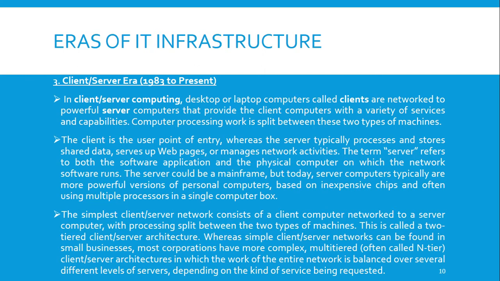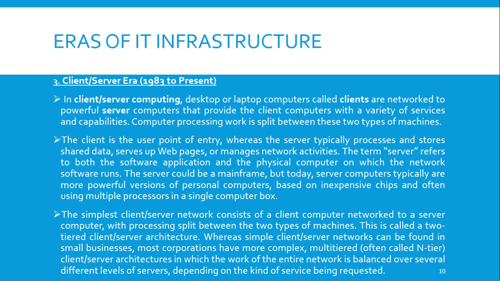The simplest client-server network consists of a client computer networked to a server computer with processing split between the two types of machine. This is called the two-tiered client-server model. In the two-tier model, there is one server serving the different clients, and such simple client-server networks can be found in small businesses.